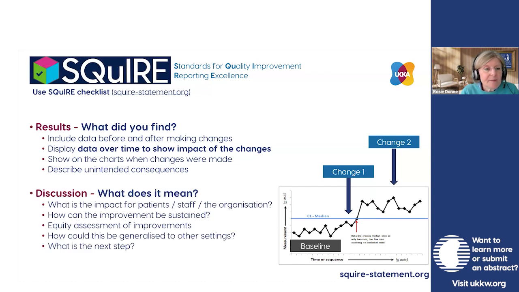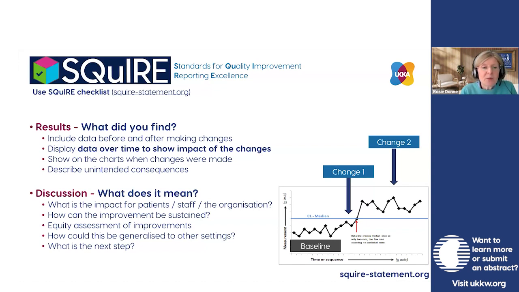Next slide. So pulling it all together into the discussion, what does this actually mean for patients or staff or the organisation? What was the impact? How can the improvement be sustained? We often encourage people to use a certain tool to assess the sustainability of the work during the project, but certainly when you're coming to present it in an abstract, you want to give some kind of assessment of how sustainable it is, and usually there are some deficits there. So what work should be done to make that success more sustainable over time?